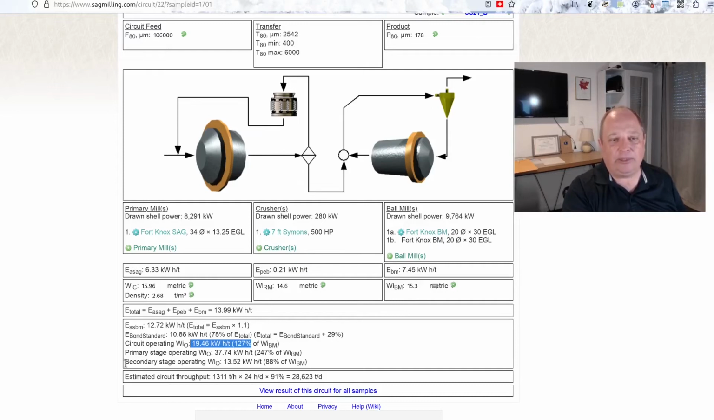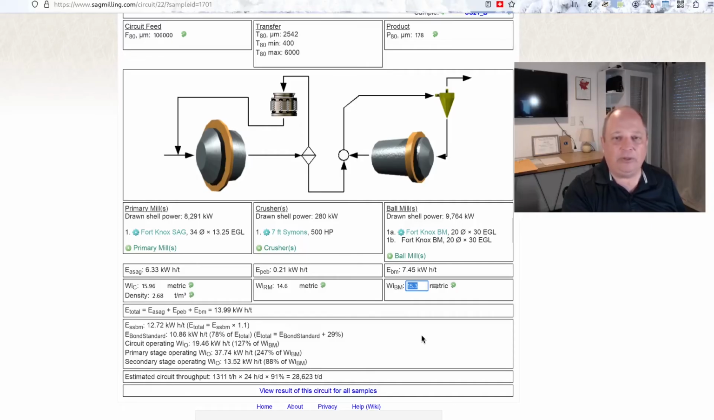You can also work out the operating work index for an individual stage in the circuit. So if we look at just the ball mill stage, the feed is going to be this transfer size. The product is going to be this P80 size. We've got the power in the ball mill circuit and the throughput. With that, we can compute the specific energy consumption of the ball mill stage, and the operating work index turns out to be less than the laboratory ball mill work index.